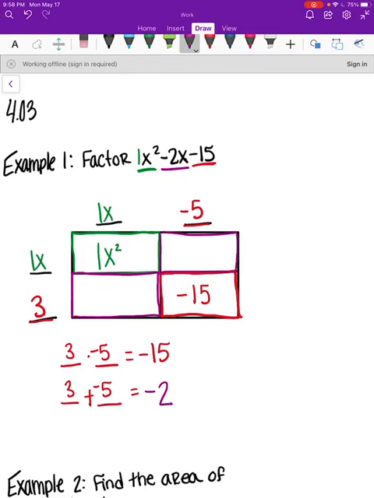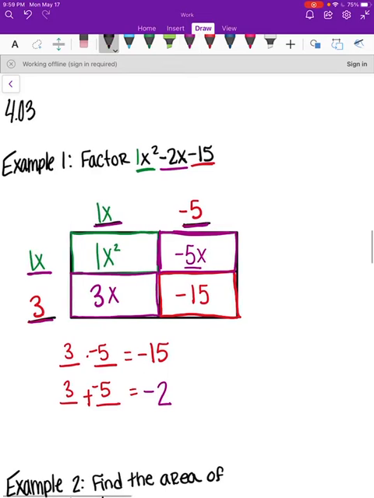Okay, so I'm going to take 1x times 3, and that equals 3x. And then to find this box over here, I'm going to do 1x times negative 5, because 1x is my width and negative 5 is my length, and that equals negative 5x. All of that so I could find my factored form.